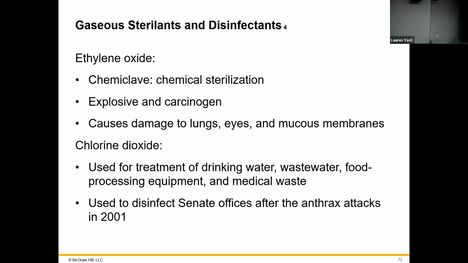Or for example, with chlorine dioxide, which is not explosive or carcinogenic, but it does sterilize as a gas, they used that to sterilize the Senate offices after somebody mailed anthrax to the Senate. It's endospores. They have to get rid of the endospores.